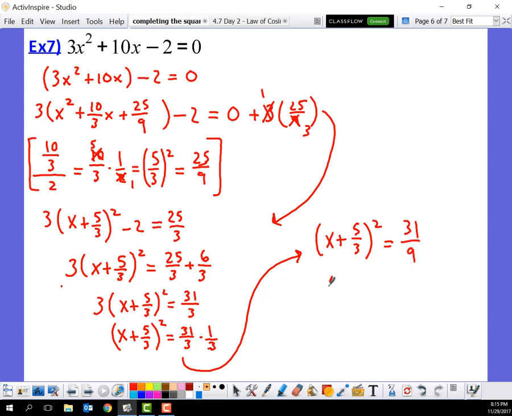Next step, square root both sides. x plus 5 thirds equals plus or minus the square root of 31 over 9. Subtract the 5 thirds on both sides, and you get x equals negative 5 thirds plus or minus the square root of 31 all over 3.